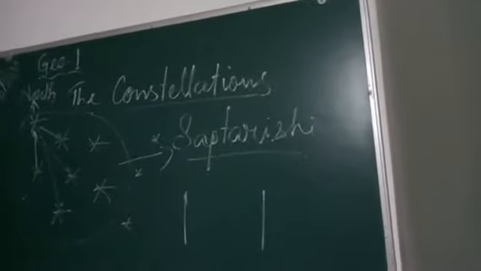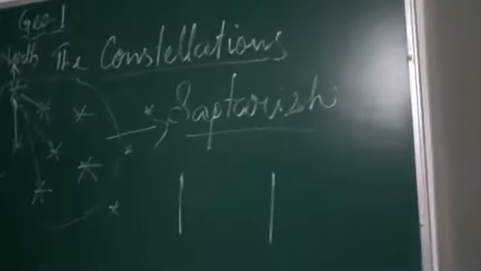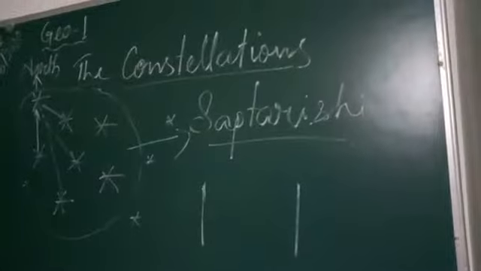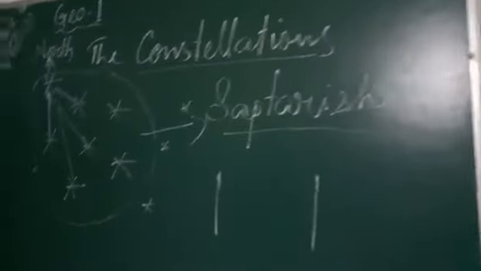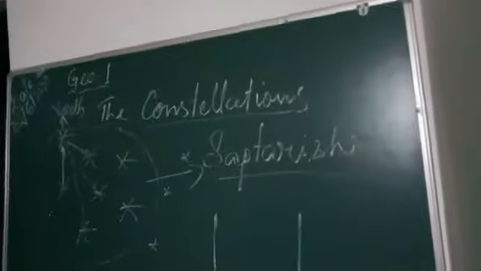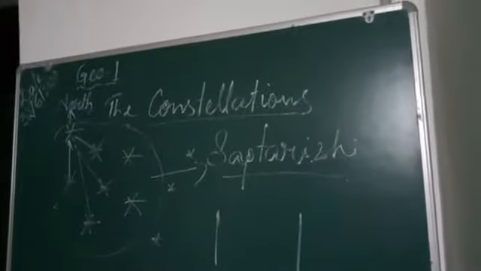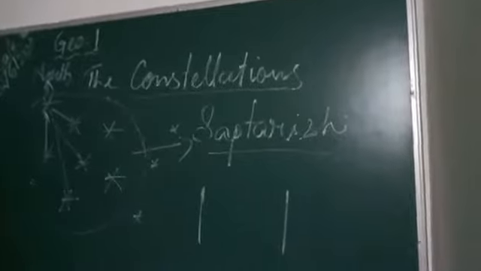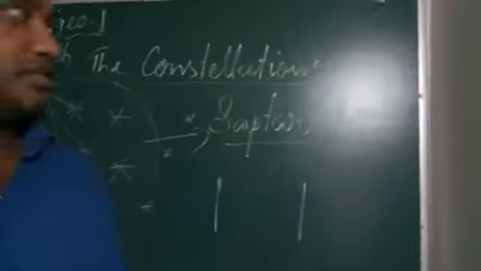We can also locate the position of the pole star with the help of Saptarishi. So nowadays also people are trying to find the direction with the help of Saptarishi. That means with the help of Saptarishi we can find the north direction. So this is about the constellations.